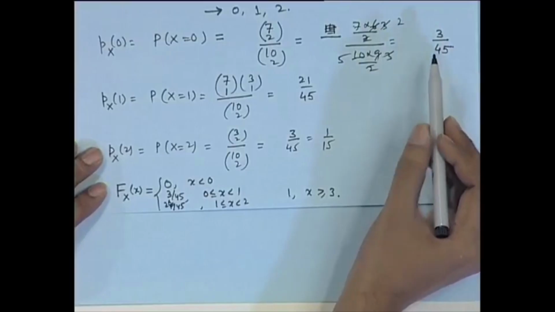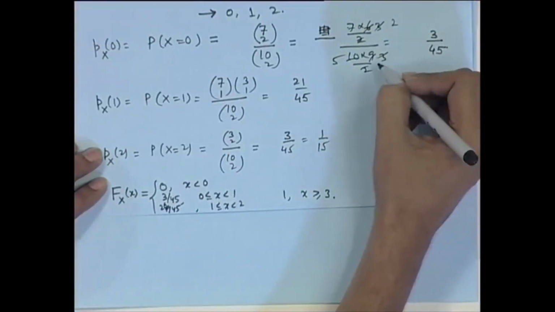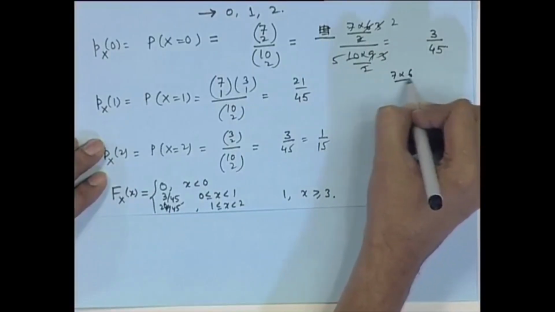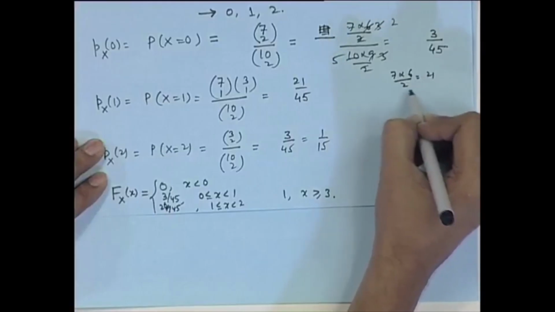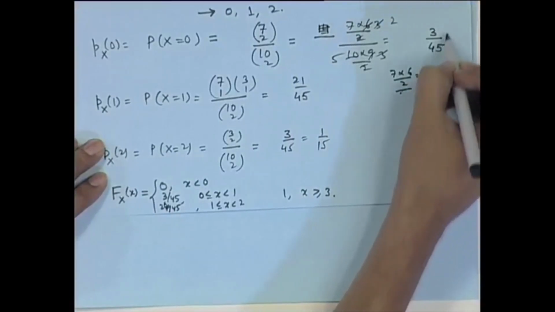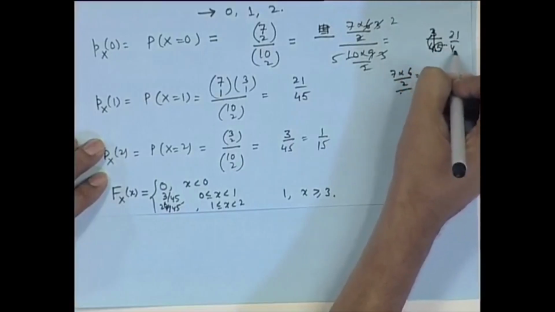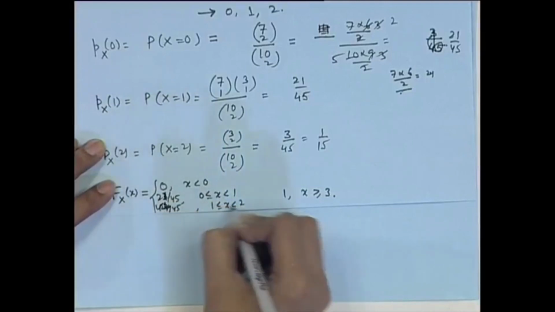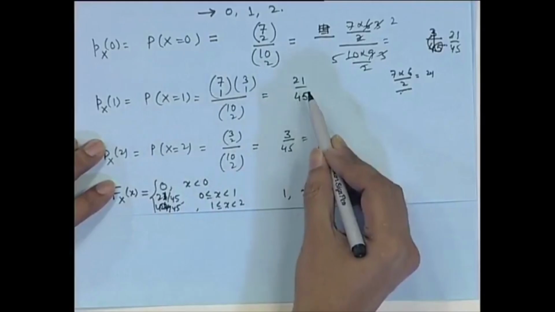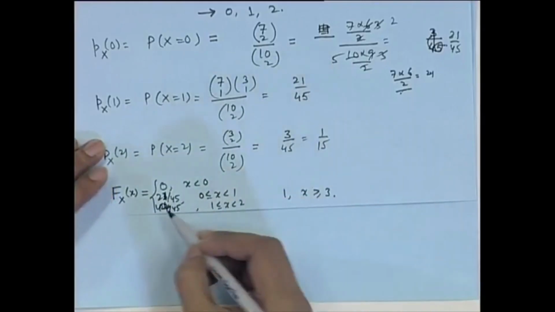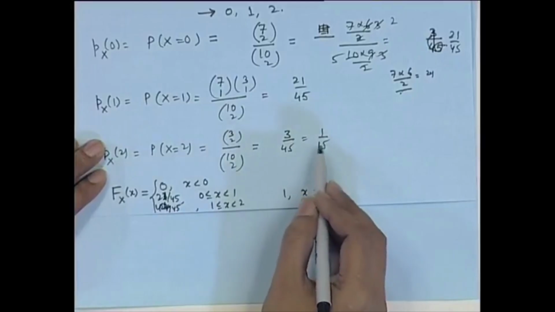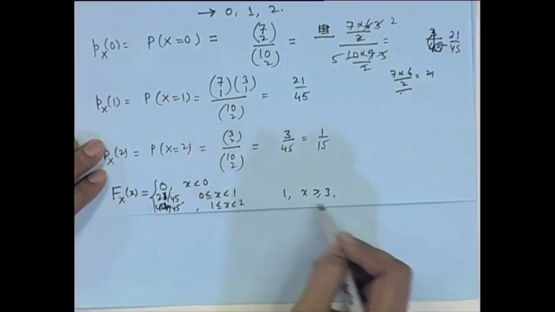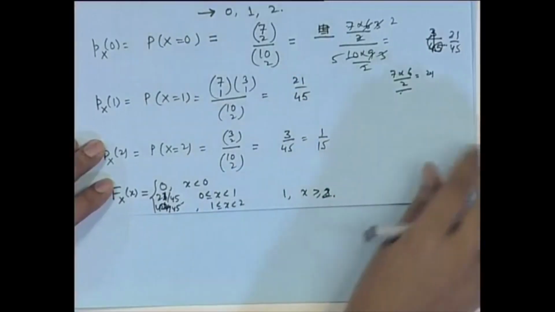I think we have made some mistake here, it is not equal to this, it is 7 into 6 by 2, that is equal to 21, divided by 45. So, 21 by 45. So, this is equal to 42 by 45 and 1. So, the probability of X equal to 0 and X equal to 1 is 21 by 45, and the probability of X equal to 2 is equal to 3 by 45, that is 1 by 15, which is equal to the size of the jump at the points 0, 1 and 2 respectively. Thank you.